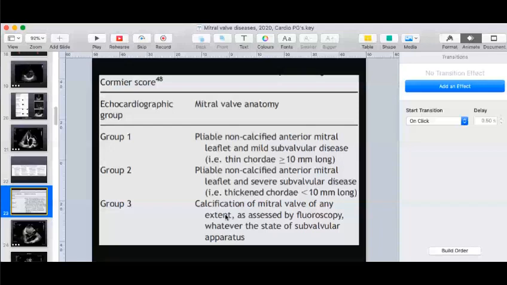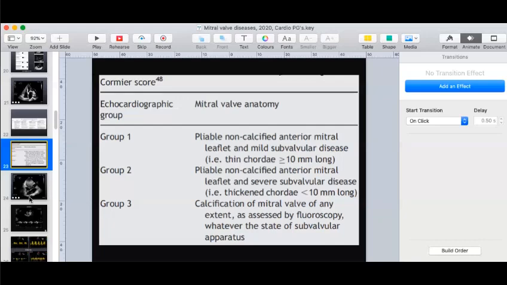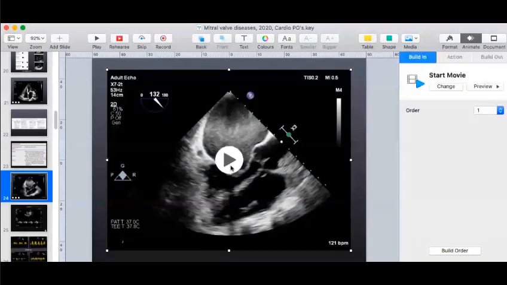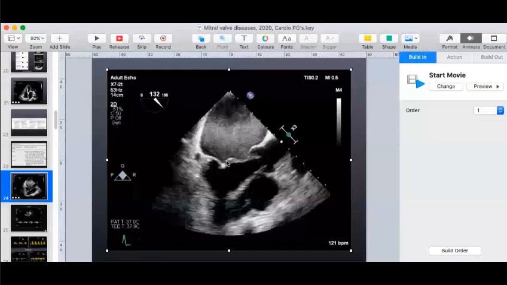This score is where you have calcification, to whatever extent, and this again is whatever the state of the subvalvular apparatus. So this is the Cornea score, not widely used, but again, this is a discussion point, which you should at least be able to talk about: what are the main parameters that are used and how you score it. So that would be the Cornea score. So Wilkins score, Cornea score. Now, how would you describe this?